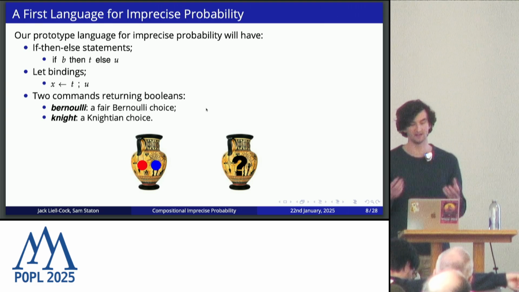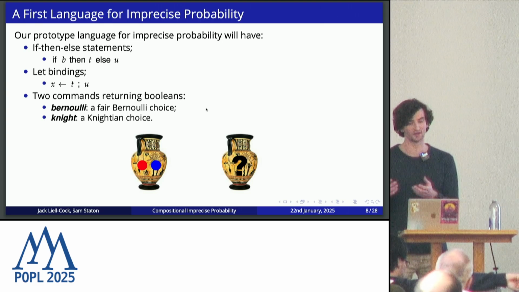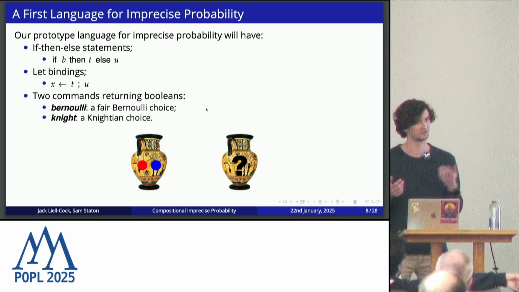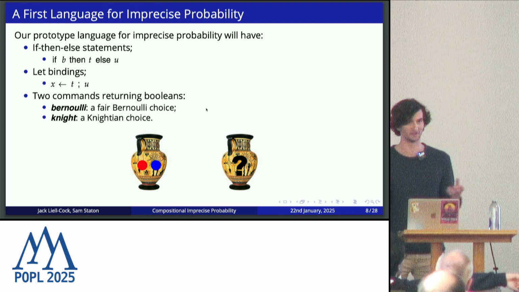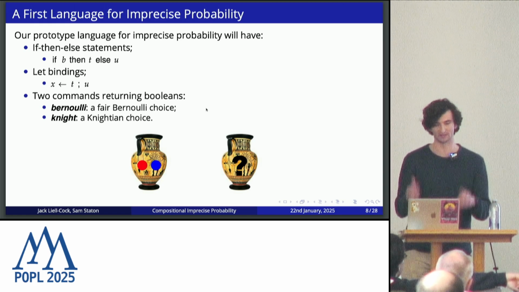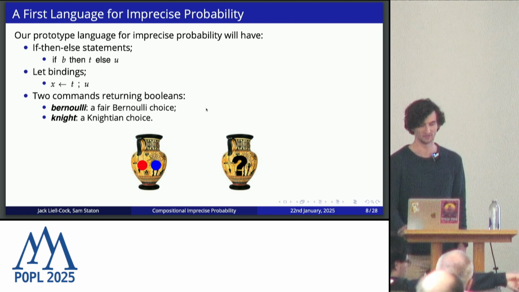And then we have a command Knight, which we can think of as given an urn on the right, which we know is not empty and has red and blue balls, but we have no idea what the distribution is. So when we call this command, we pick a ball out. If it's red, we return true. If it's blue, we return false. But we don't know what the distribution on this is. And we get a new urn each time we call this command, so there's no way to slowly converge on what the actual distribution of the urns is.